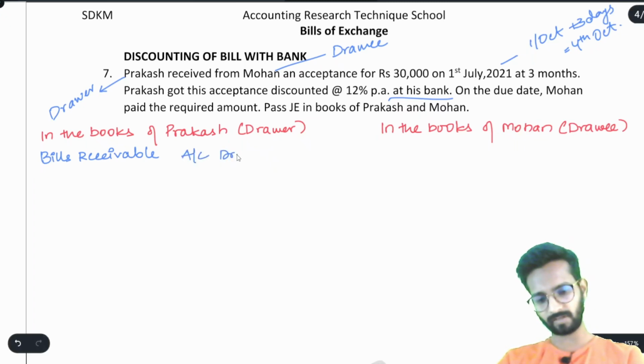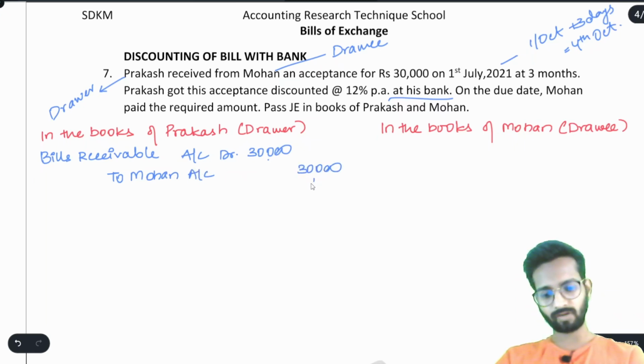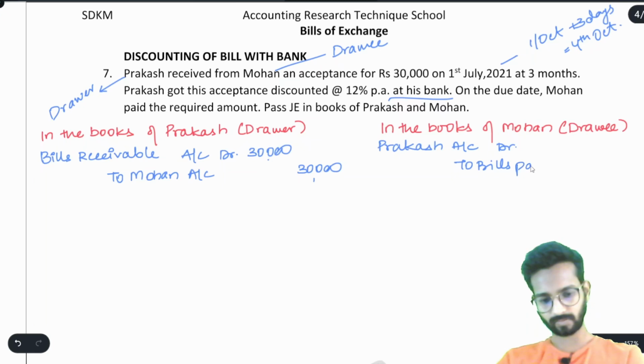Bills receivable account debit 30,000. From whom did he receive the bill? From Mohan. So to Mohan account. And now understand, for Mohan it is bills payable. So Prakash account debit to bills payable. How much? 30,000. After that, what has happened?